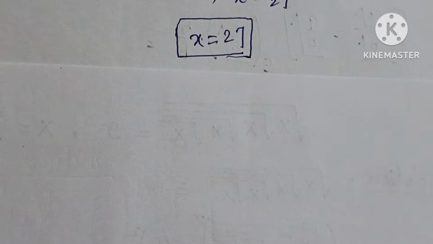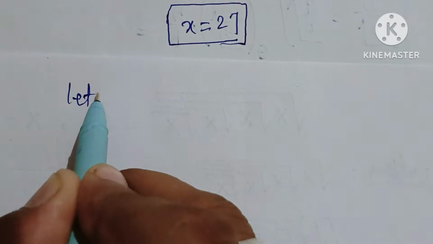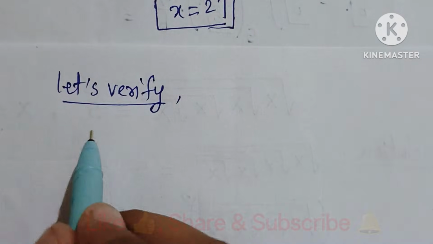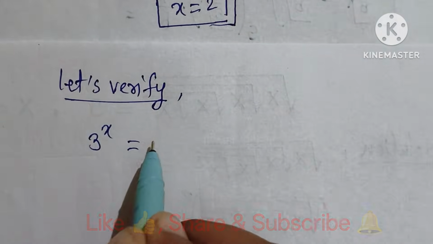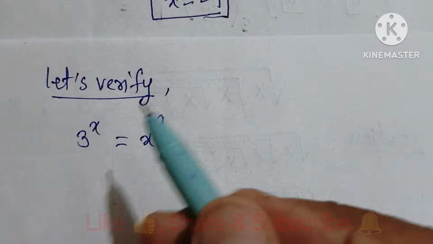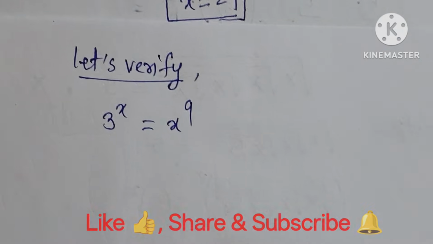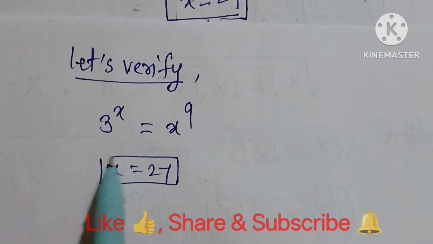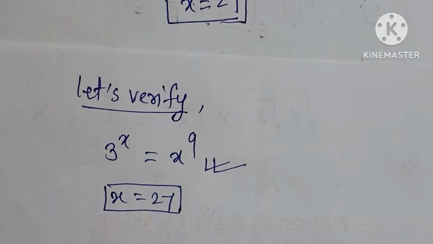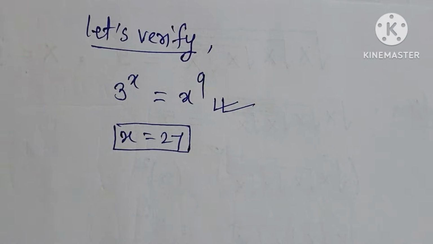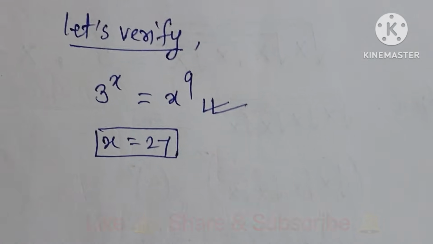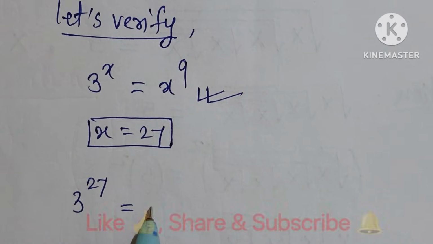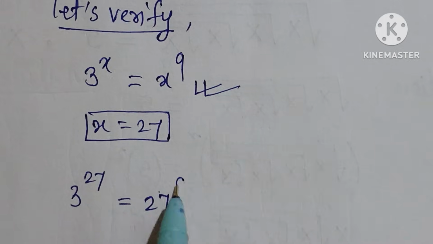Okay, let's verify that 3 raised to power x is equal to x raised to power 9. Now put the value of x, x equal to 27, here in the given exponential equation. So what we get here, see here, put here 3 raised to power 27 equal to 27 raised to power 9.